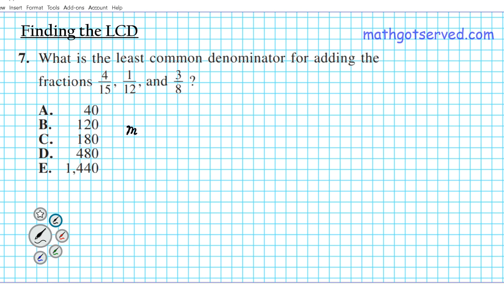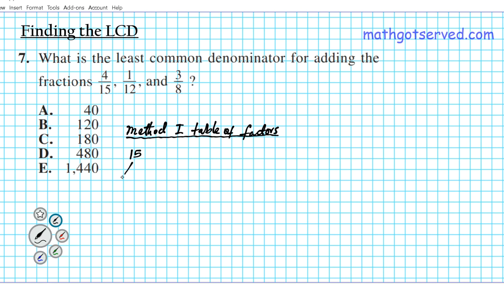The first method, method 1, involves using a table of factors, prime factors to be specific. The goal here is to find the common denominator of 15, 12, and 8. Those are the denominators. The lowest common denominator is basically the smallest number that all three numbers go into evenly. So using the method of table of factors, we're going to decompose the three denominators.